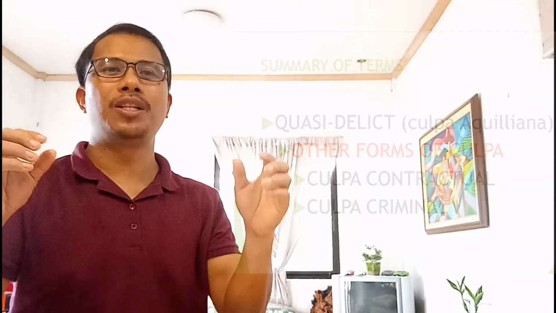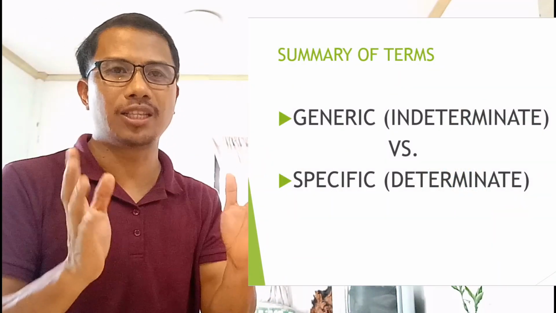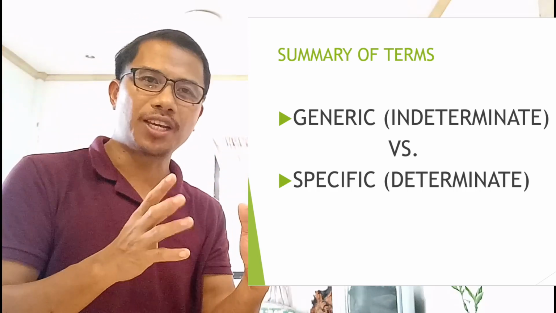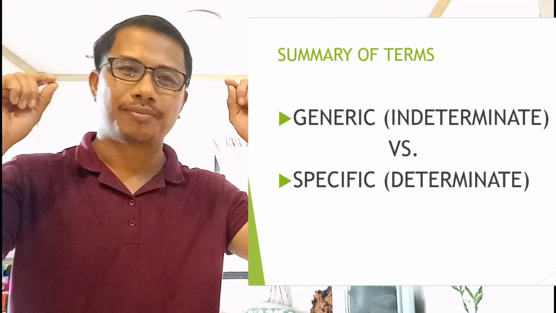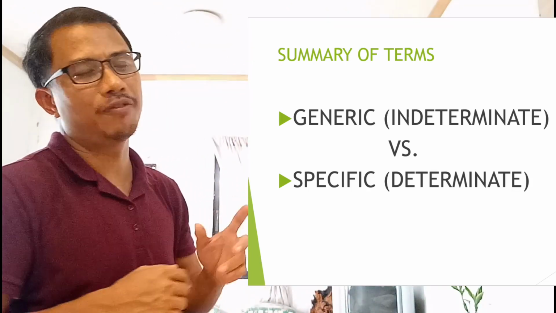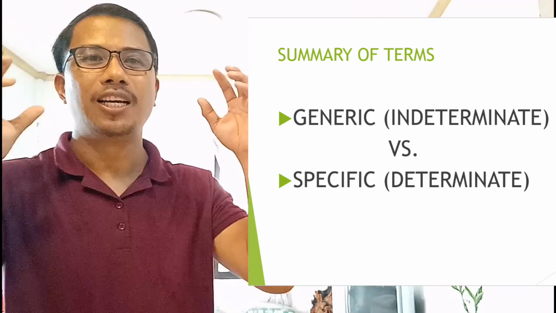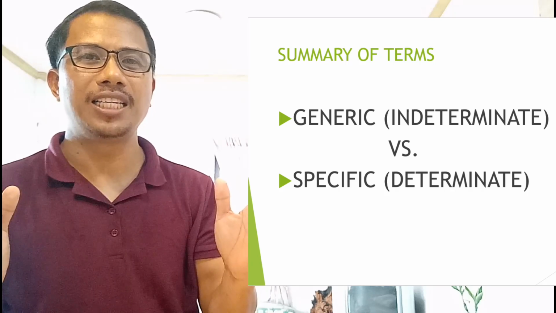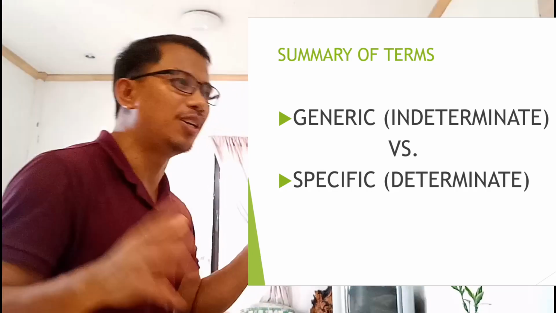Okay. We will also encounter the term generic thing and specific thing. Generic or the indeterminate thing, specific or determinate thing. The law only defines specific or determinate thing. The law said a specific or determinate thing is a thing that is specifically designated or particularly segregated from the rest of its class.